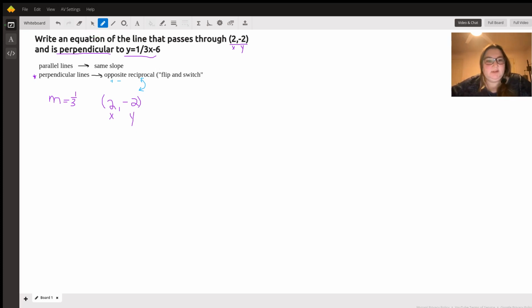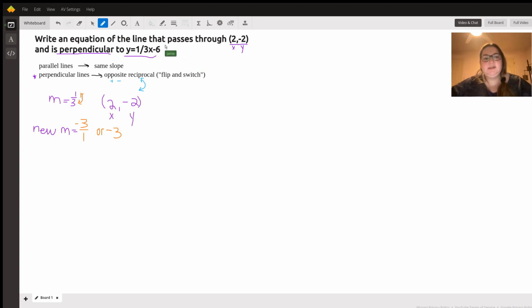So when we are doing that, what we're going to do is now we need to find our new M. So that's our perpendicular one. Remember, I called it the flip and switch or opposite reciprocal. So if we had 1/3, we're now going to flip that upside down. And that becomes 3/1. And since it was positive, we now need to make it negative. So we could say -3/1 or just -3.